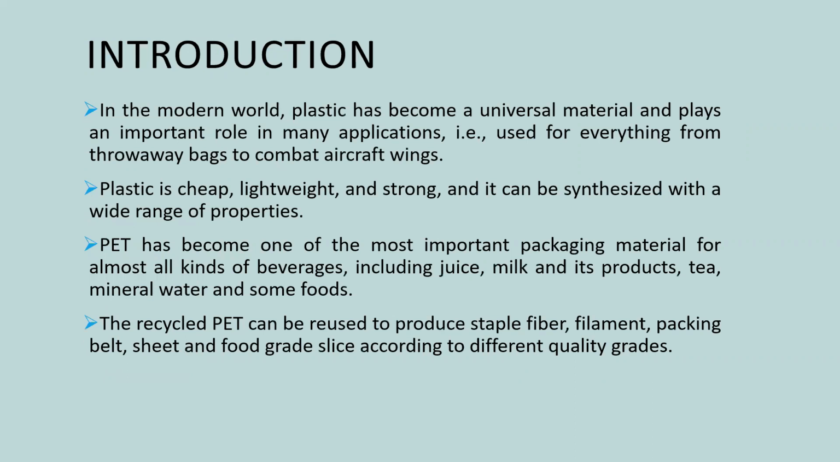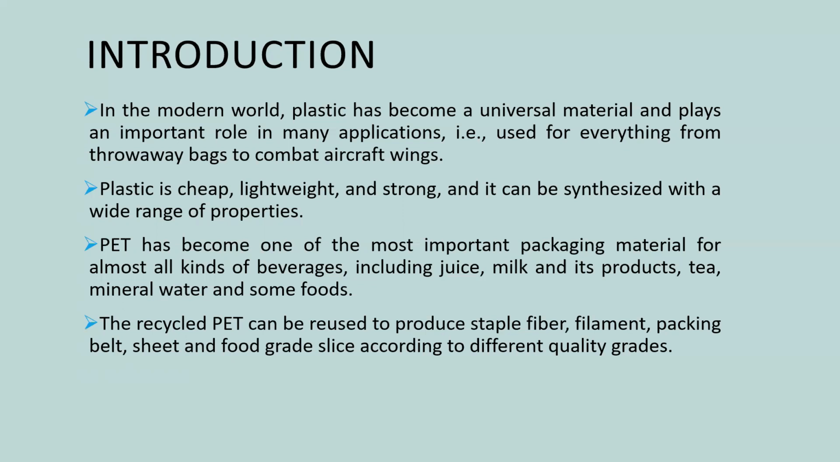Coming to the introduction. In the modern world, plastic has become a universal material and plays an important role in many applications. That is, it is used for everything from throwaway bags to combat aircraft wings. Plastic is cheap, lightweight, and strong, and it can be synthesized with a wide range of properties. PET has become one of the most important packaging materials for almost all kinds of beverages, including juice, milk, and meat products, tea, mineral water, and some foods.